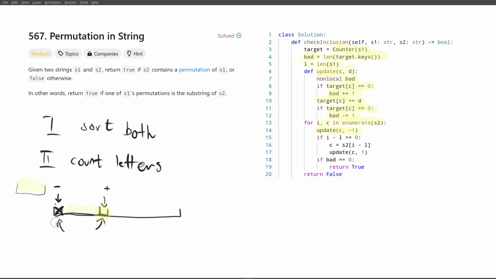If there is a letter here to remove, we also have to remove it. So if i minus L is a valid index, we go back L elements and we remove the occurrence of the element at that position. And if at any point the number of bad letters becomes 0, we have found a substring that contains a permutation of our pattern. Otherwise, we've checked all the valid substrings, so we can return false.